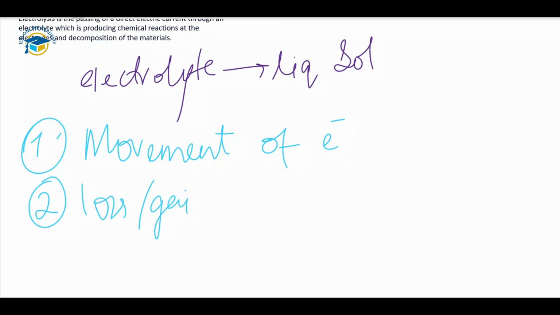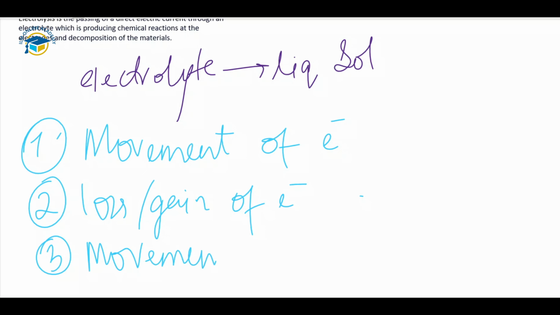Loss or gain of electrons at the electrodes. And the third one is the movement of ions in the electrolyte. So this is how the transfer of charge occurs. Movement of ions in the solution or in the electrolyte is the third one.